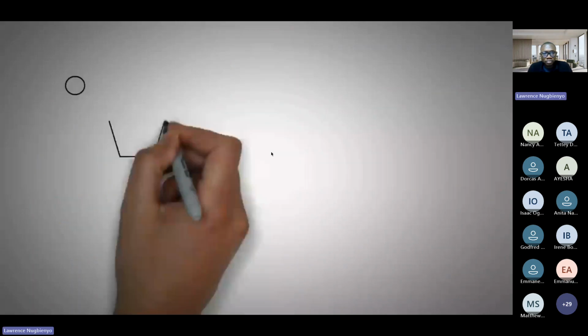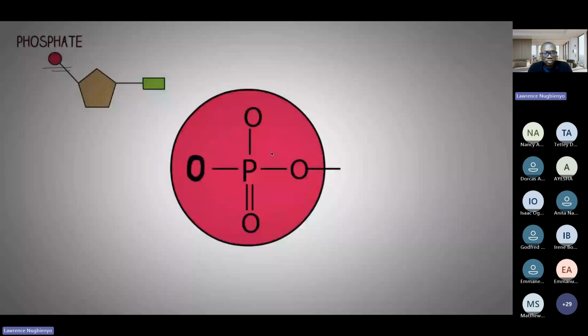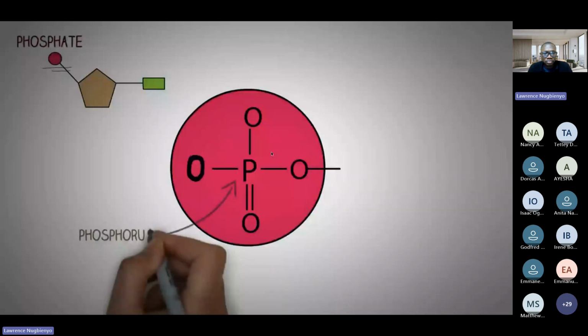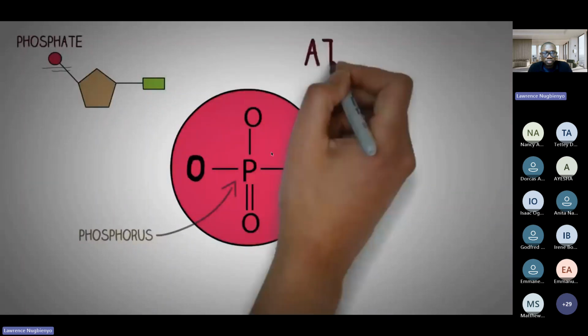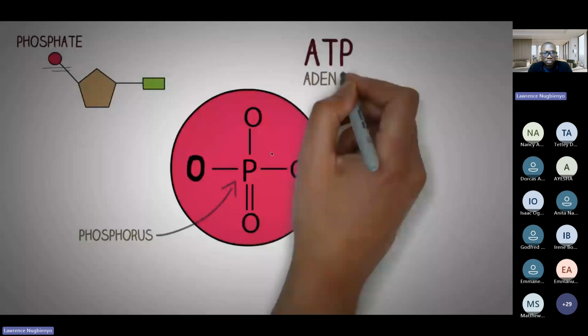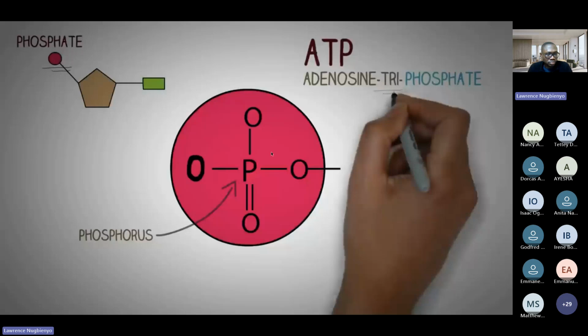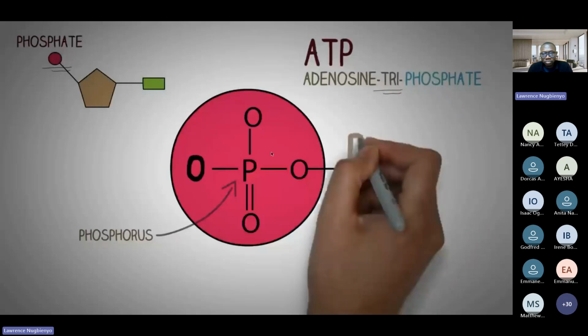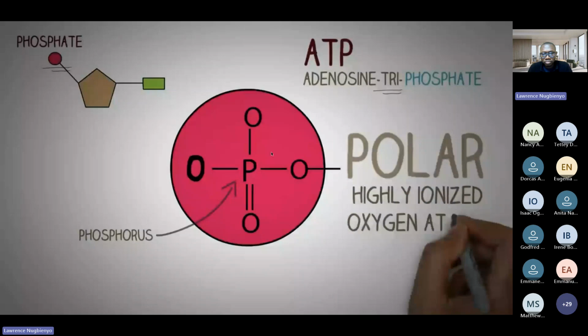The next important group to study in the structure of nucleotide is the phosphate group, which is this entity right here. The phosphate group consists of a phosphorus atom in the center to which 4 oxygen atoms are attached, which are negatively charged. The phosphate group is the same phosphate group which is present in adenosine triphosphate, the energy carrying molecule of the body. However, in ATP, we have 3 molecules of phosphate which are attached to one another by high energy phosphodiester bonds. The phosphate group is a polar molecule due to the presence of highly ionized oxygen atoms which impart negative charge to the phosphate group.